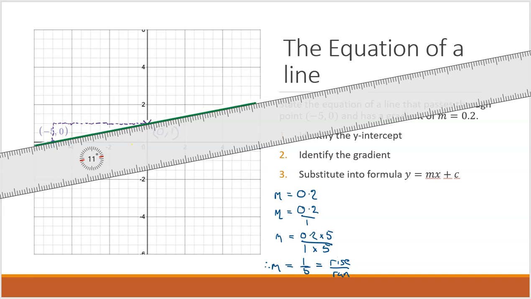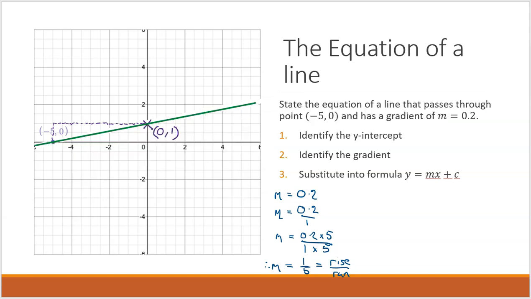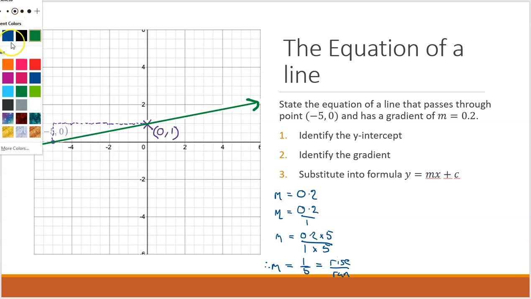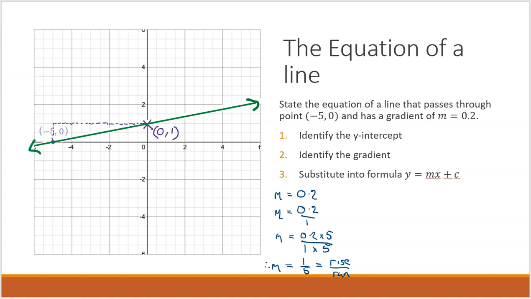And there we go. Perfect. Now I'm going to put the arrowheads on the line like such. Now looking at this particular line, I can already see that we've already put our y-intercept there, and therefore the c value is going to be 1, and we're already told that it has a gradient of 0.2.